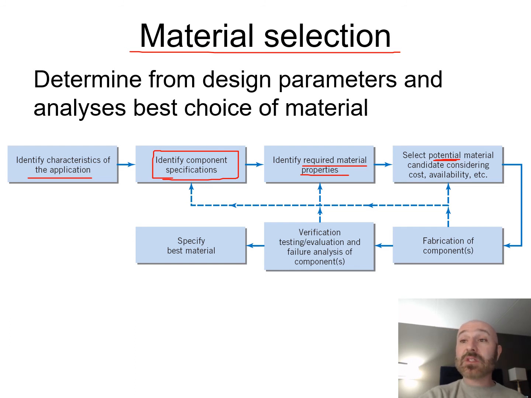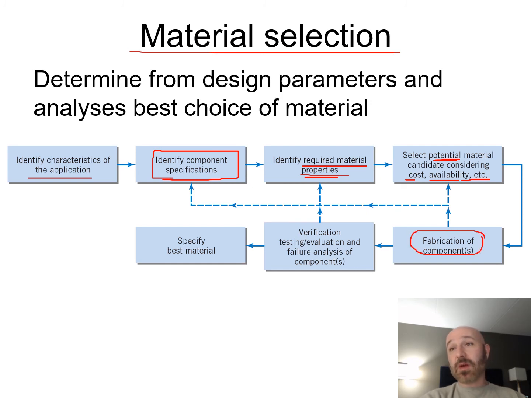There's a lot of things to consider in this. We've already talked about the properties, but what other things are there to consider? Well, there's cost, there's availability, there's also machinability, all those factors. What is your budget? What are your needs? What is your environment? All those types of things come into play right there. Then we come down here and we start the fabrication of our components.